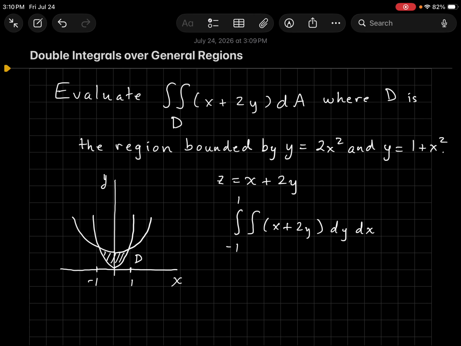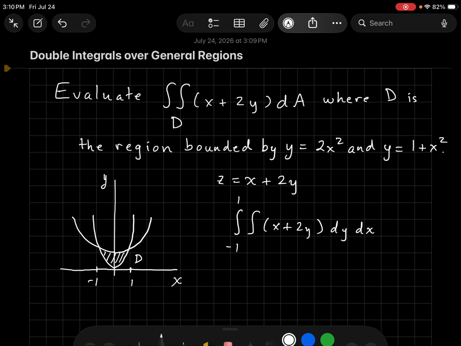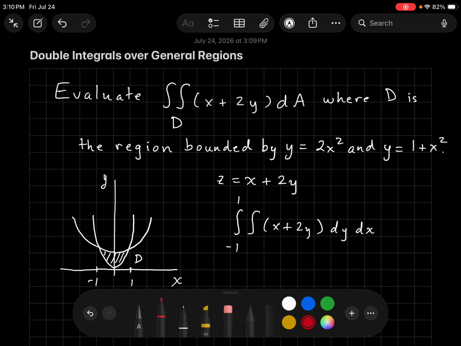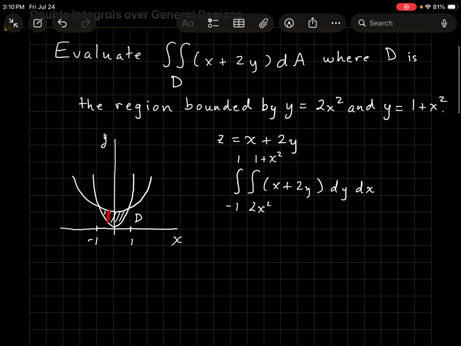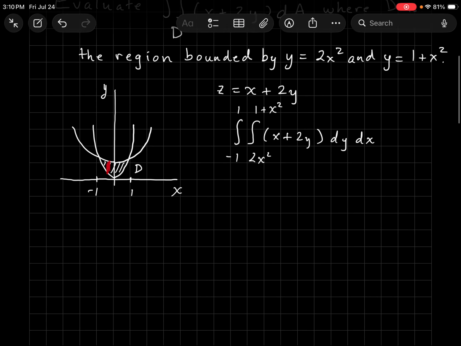So recall that dx on the outside means that's the second integral. dy on the inside is the first integral. Now we need to integrate from which y to which y. Well, taking a random x value, notice that we're going to integrate from the lower y, which is going to be 2x squared, to the upper y, which is going to be 1 plus x squared.